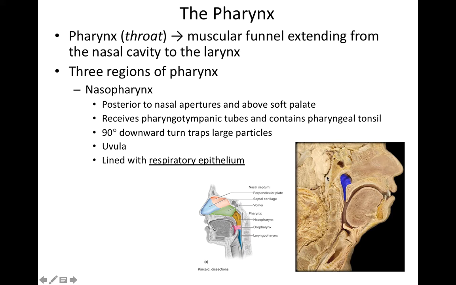So we're going to come down to basically the level of the uvula. The uvula is the most distal part of the soft palate. This is the hard palate here, and then the soft palate is all of this. The most distal end is the uvula. When you get to that, you know that you are going to be transitioning into the next portion of your pharynx. This area of the pharynx is strictly respiratory and is therefore lined with respiratory epithelium.